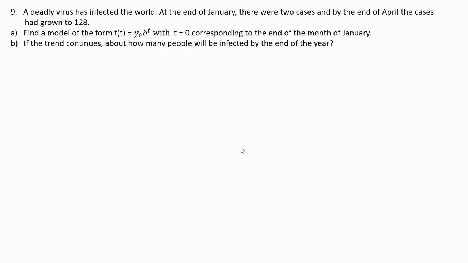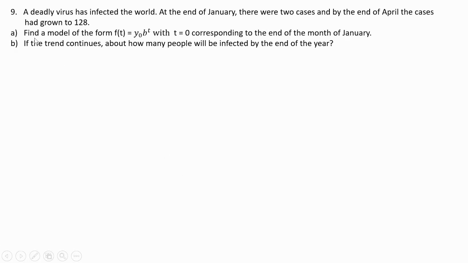Right, that was when the coronavirus had started here in the United States. So anyway, here's number 9. It says a deadly virus has infected the world. At the end of January, there were 2 cases, and by the end of April, the cases had grown to 128. I believe I got the data from the news that there were 2 cases in Washington, and then in April, there were 128 cases here in the U.S. So with those numbers, we can approximate how many people will be infected at a specific month. Okay, so this is how we relate it to real life.